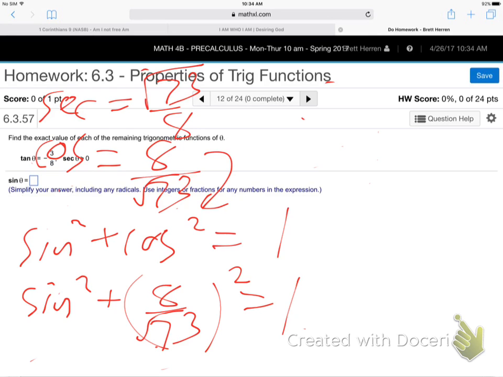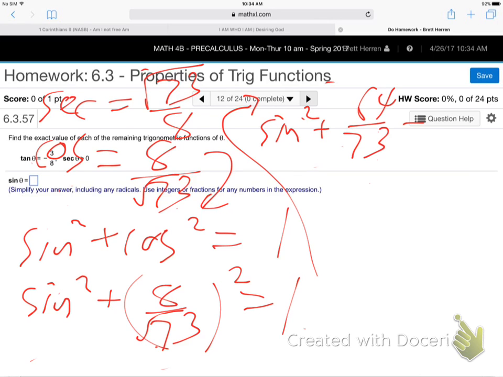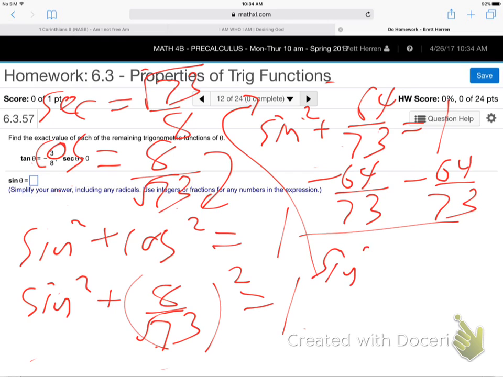Yeah, Kelton. Couldn't you just use 1 plus cotangent squared equals cosecant squared? Mm-hmm. You could do that too. There's just a lot of things you could do. Yep. And so that would be, let me bring it up here. That would be sine squared plus, what's that, 64/73 is 1. Everybody good there? Squared the 8 and remove the root from the bottom. Subtract the 64/73 and you get sine squared.